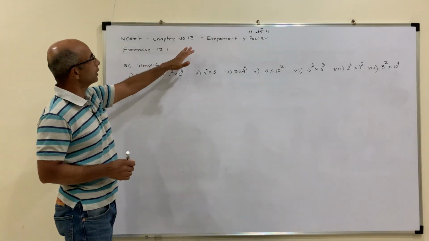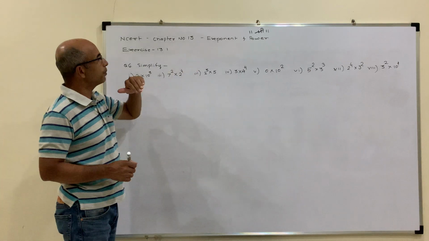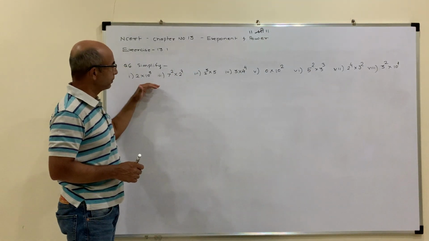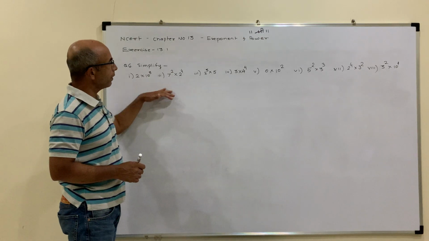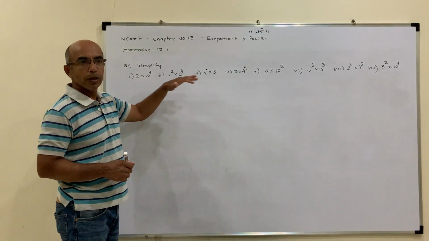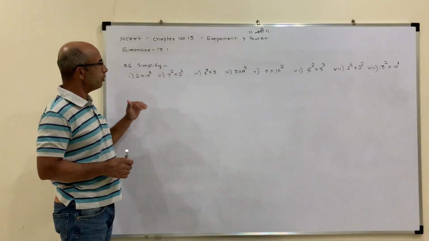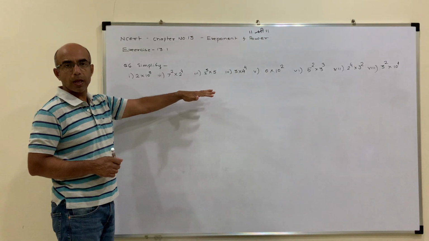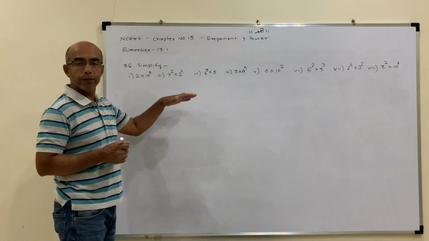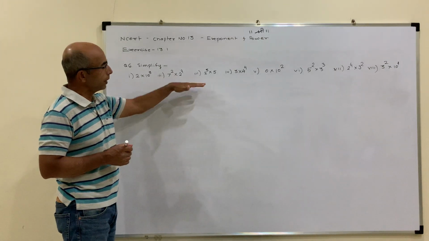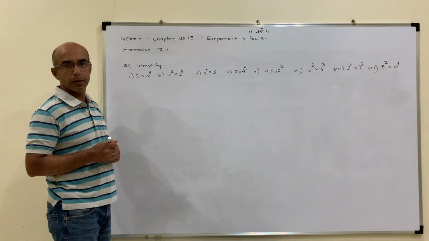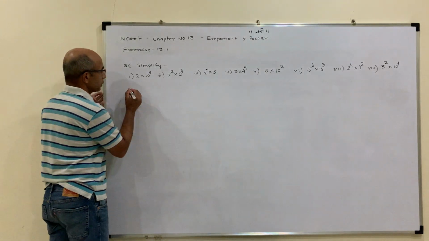Chapter number 13, Exponents and Powers, exercise 13.1, question 6: simplify. Now again I have written all the questions and I'll be solving them one by one. If you want, you can pause the video, solve these questions, and then compare your answers with mine. Or if you have difficulty with any of the problems, you can play that one and see the solution later on. So now let's try to solve the first one.